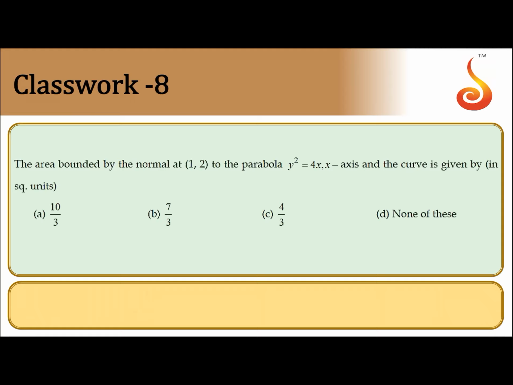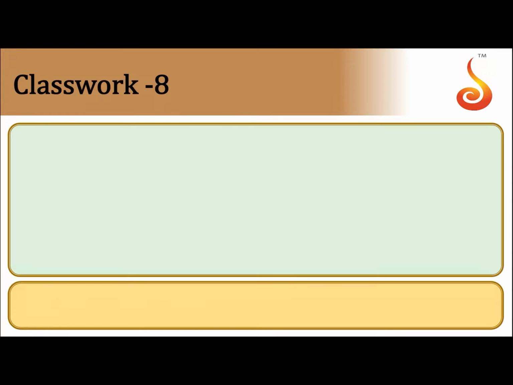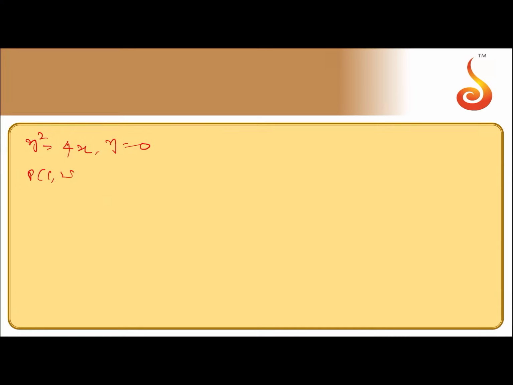Coming to the next one: the area bounded by the normal at (1, 2) to the parabola, the x-axis and the curve is given by how much? Area bounded by the curve and the normal to the curve y square is equal to 4ax. So the curve is y square equals 4x, the x-axis, and the normal at point (1, 2).